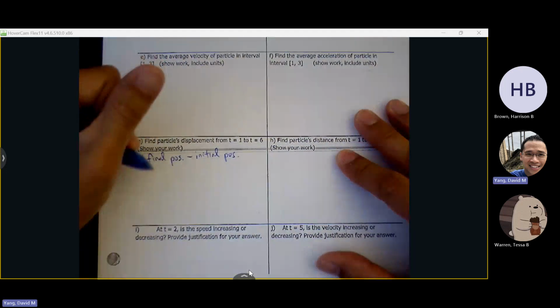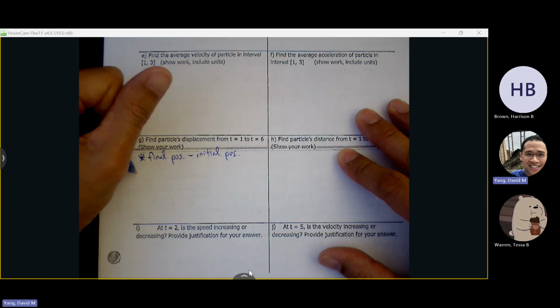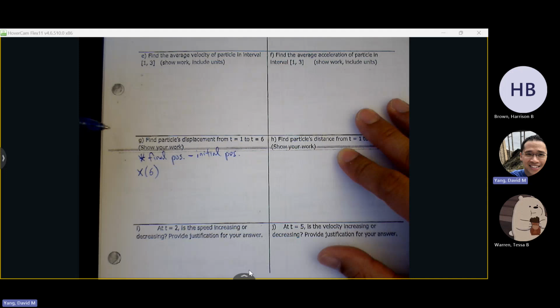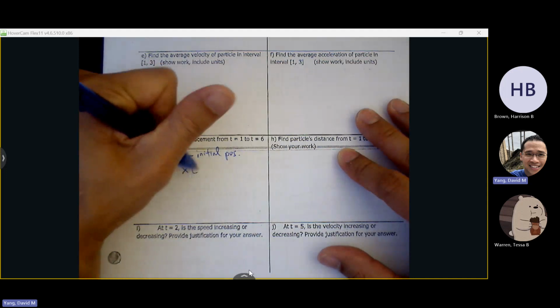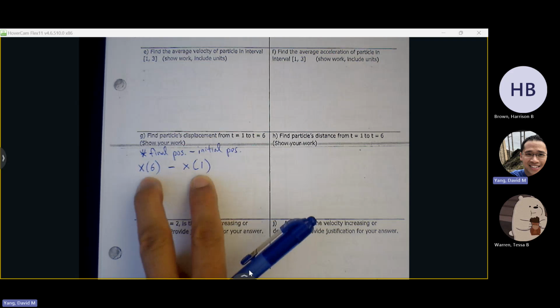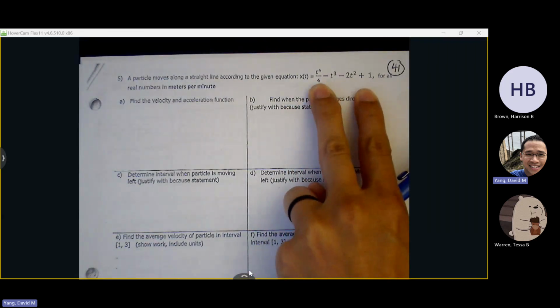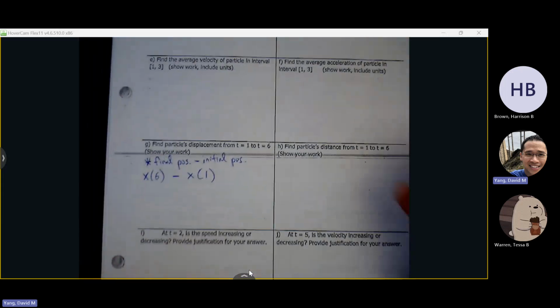Okay, final position minus initial position. So we need to find the position at 6 minutes, and then find the position at 1 minute. Okay, so this is calculator set up here. So we can plug 1 into our position function, plug 6 into the position function, find out where the particle is located at these moments in time.